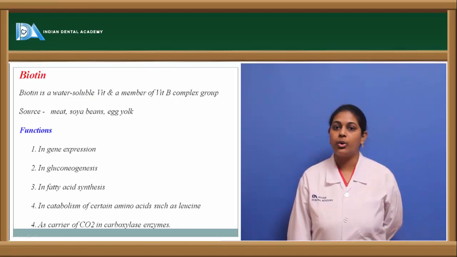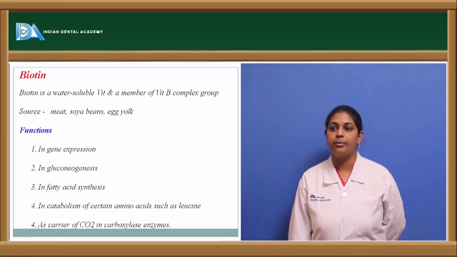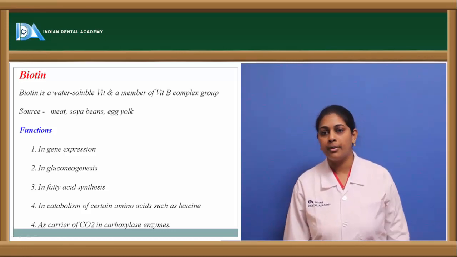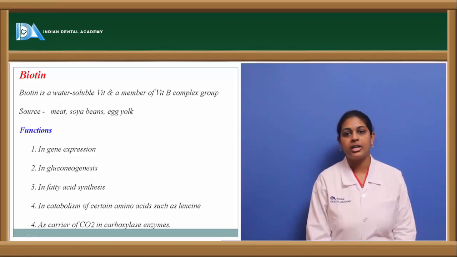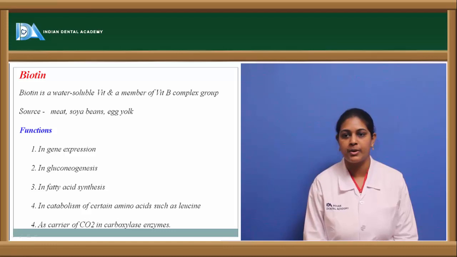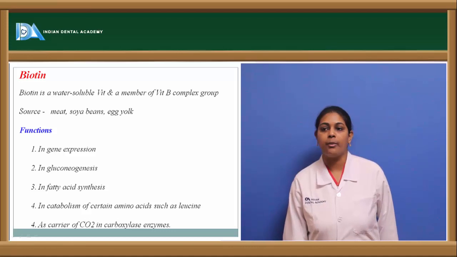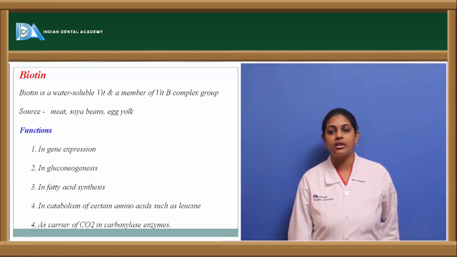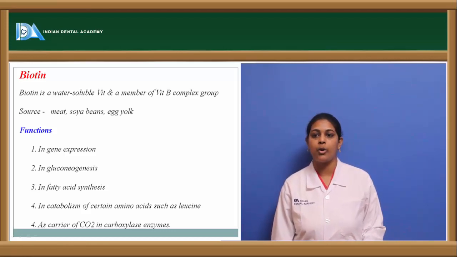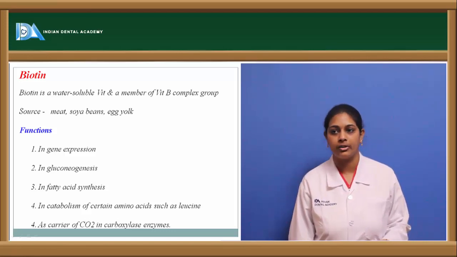Coming to the other new additions to the vitamins, it is biotin, which is also a water soluble vitamin, and it is a member of the B complex group, and the majorly available sources for this vitamin biotin are meat, soya beans and egg yolk. And the major function of it is at the micro level. It shows its functions in gene expression, gluconeogenesis, fatty acid synthesis, and also helps in catabolism of the amino acids such as leucine, and acts as a carrier transport system for carbon dioxide in carboxylation by accompanying the carboxylase enzyme. So these are certain functions of biotin.